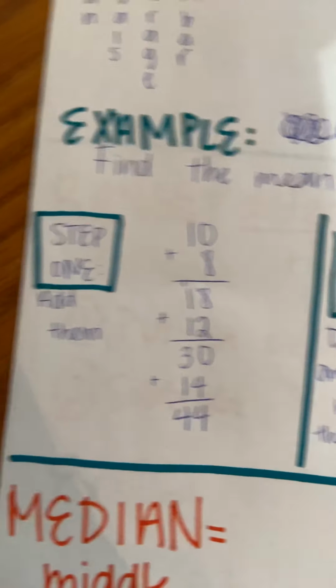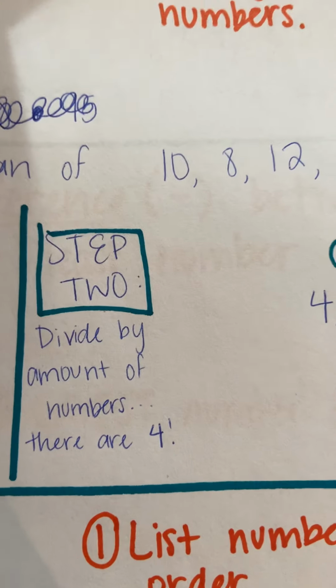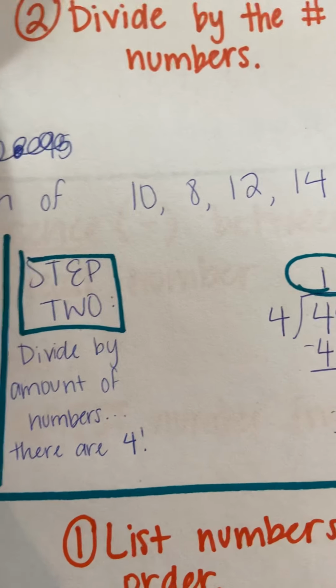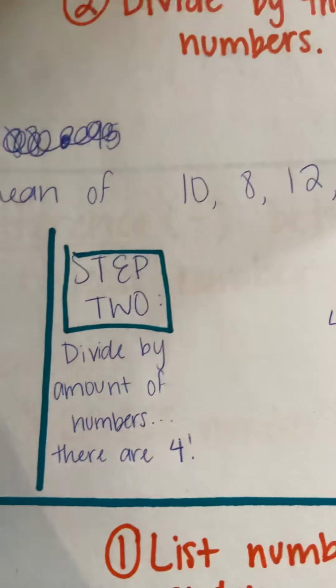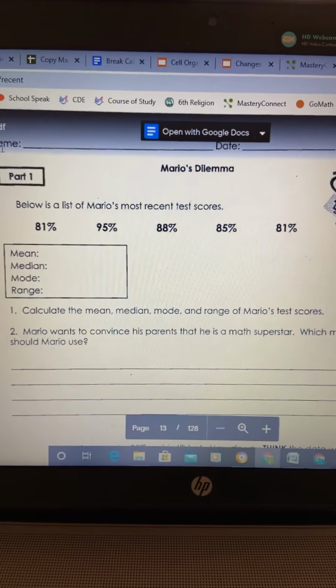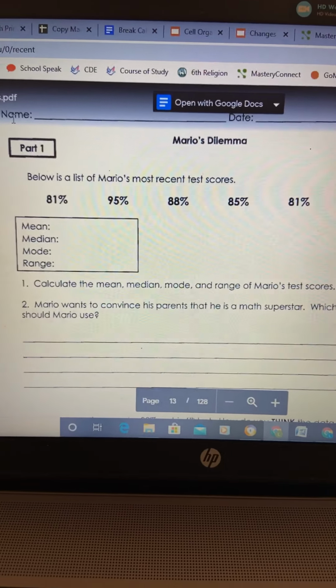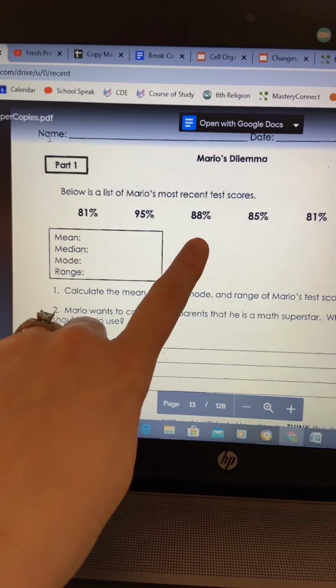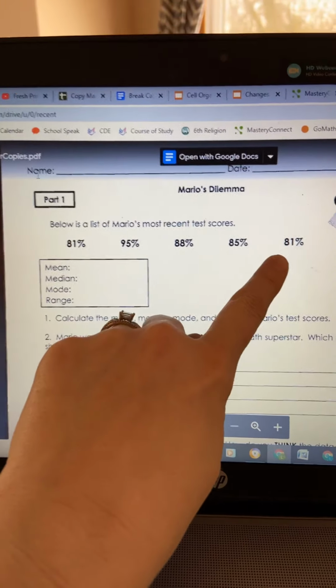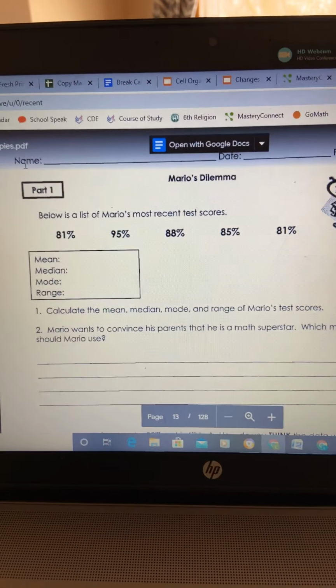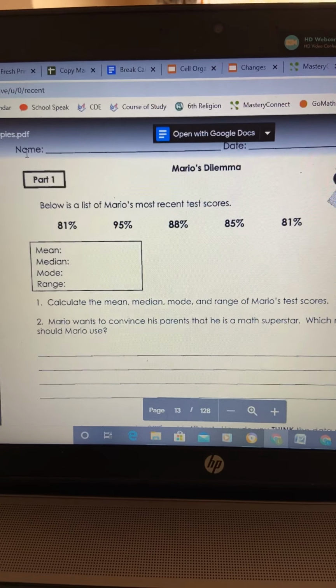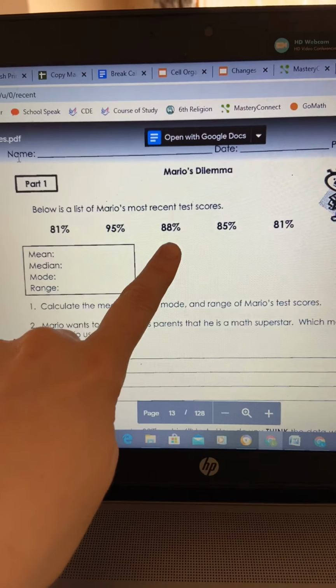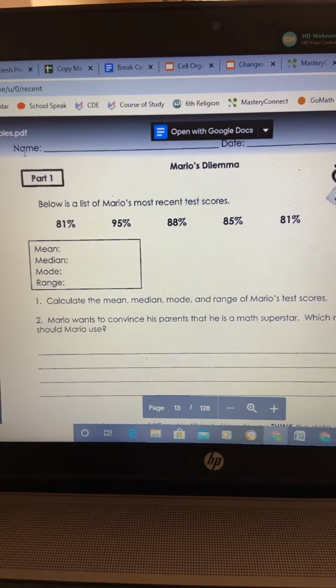So step 1, add them all up. Step 2, divide by the amount of numbers that there are. So if we go to your paper, for Mario's thing, to find the average, you would add 81 plus 95 plus 88 plus 85 plus 81, and then divide by 5 because there's 1, 2, 3, 4, 5 numbers. Okay, so that's for the first one, for mean.